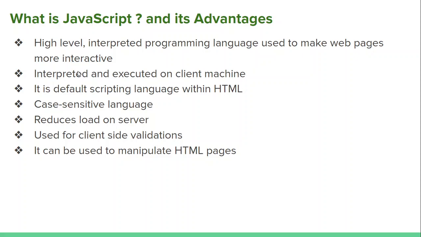JavaScript is interpreted and executed on the client machine via the web browser. Web browsers like Chrome, Firefox, Mozilla, and all different types of web browsers support the JavaScript language, and they interpret that language and display the data to the user. It is the default scripting language within HTML. To write JavaScript, we first write the HTML, and within HTML that JavaScript gets embedded.